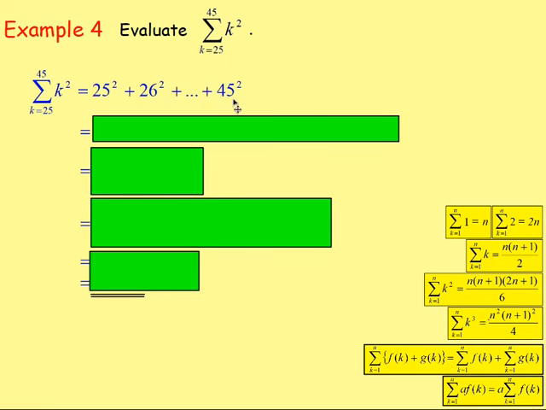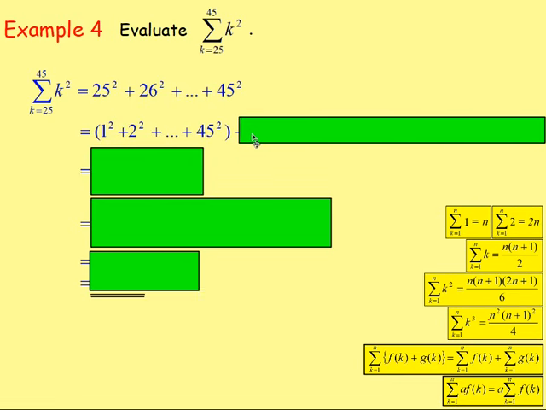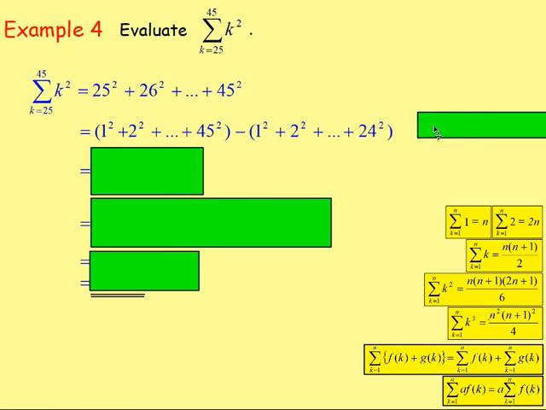So to work that out, what we're really doing is, because it's starting with 25, we're really thinking about all the values before that, going from 1 all the way up to 45, but we're ignoring the first 24. So we're thinking, if it went from 1 squared all the way up to 45 squared, that's fine, we can easily work that out. But we're missing the 1 squared plus 2 squared plus 3 squared all the way up to 24 squared. So we would have to take that away.